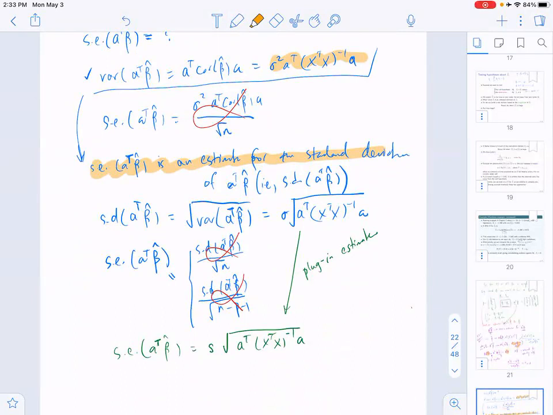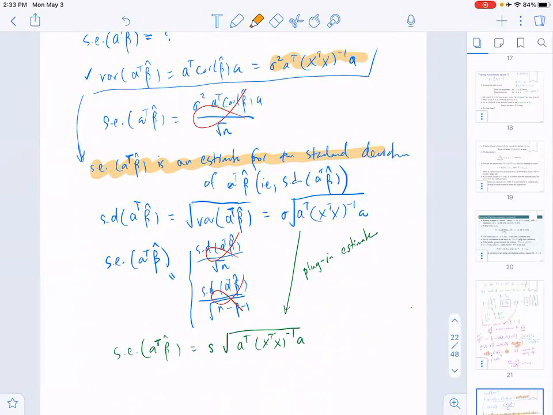Is that okay? Could you say how to calculate S again? Okay, someone tell me how to calculate S.